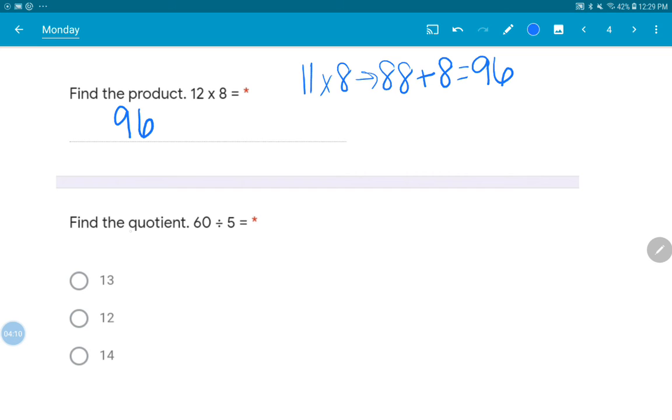All right, next you have find the quotient. What does quotient tell you to do? What does it tell you, Ainsley? Sorry. Answer to a division. Answer to a division problem. So what is 60 divided by 5? 12.